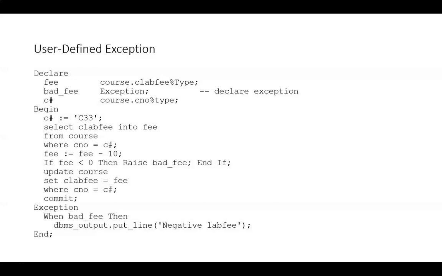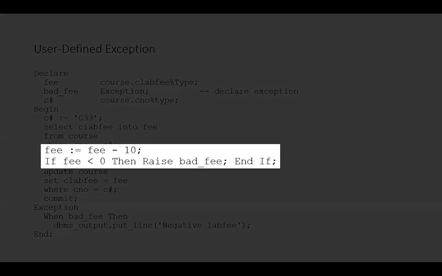This is the user-defined exception. Now, by itself, this is useless. It's meaningless. We actually have to do some kind of a conditional check to see if a business rule has been violated and then raise the exception. So we're using course number C33. We select from the course table the lab fee, and then we just assume that the lab fee is okay and subtract 10 from it. After we've done the subtraction, then we check the value of the resulting lab fee.